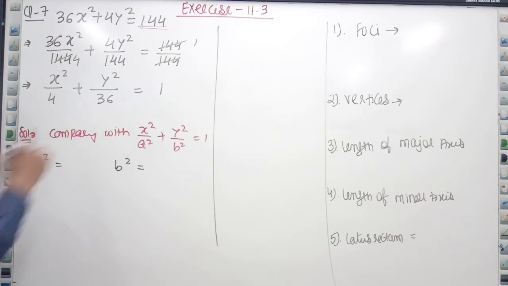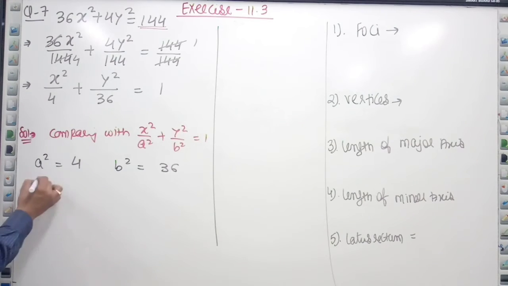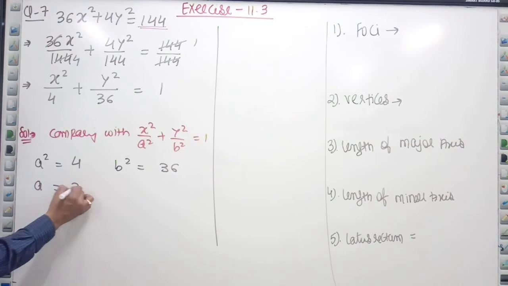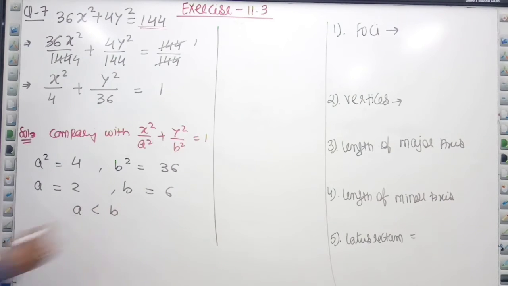Now if I compare with x square by a square plus y square by b square equal to 1, a square is 4, b square is 36. So a is 2 and b is 6. Here a is less than b.